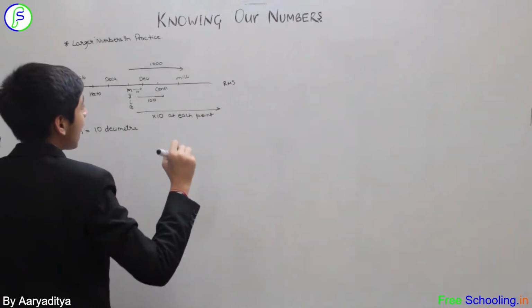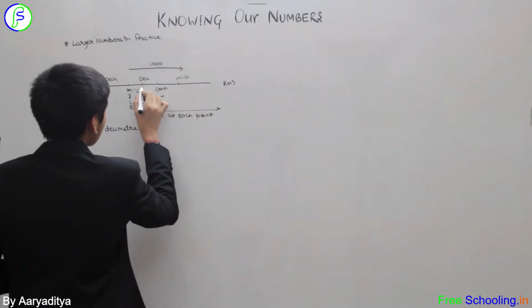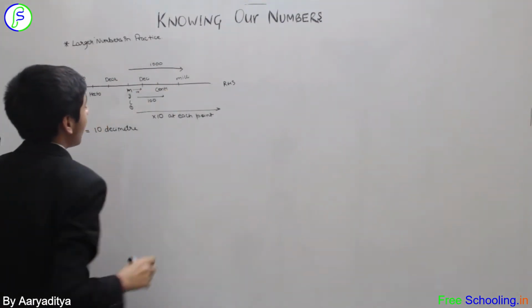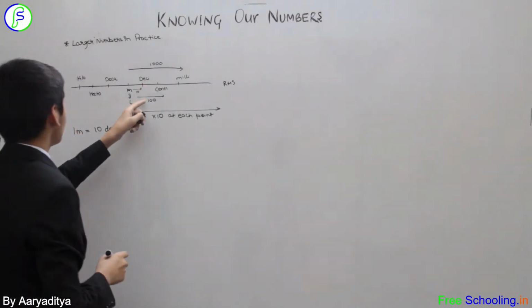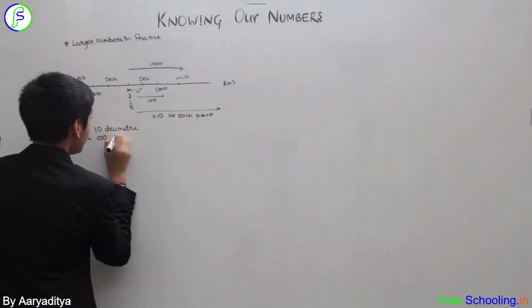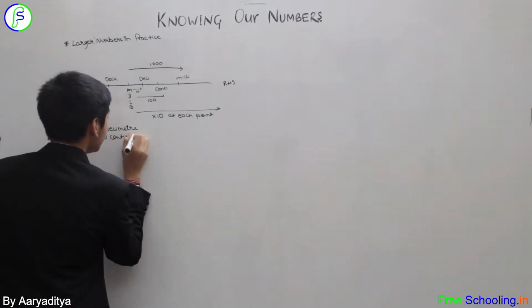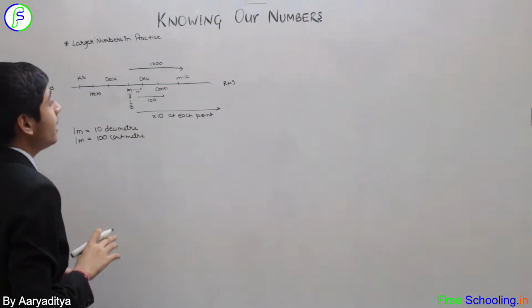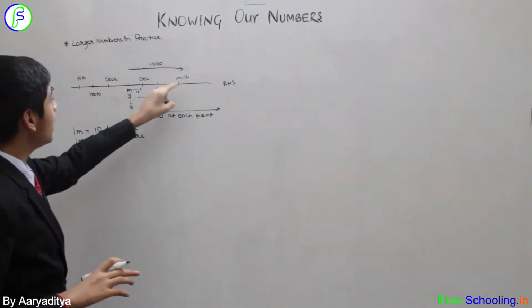If the number is multiplied by 10 at each point, so multiplied by 10 here and multiplied by 10 by 8 at this point, we get a total of 100. So 1 meter is equal to 100 centimeter.